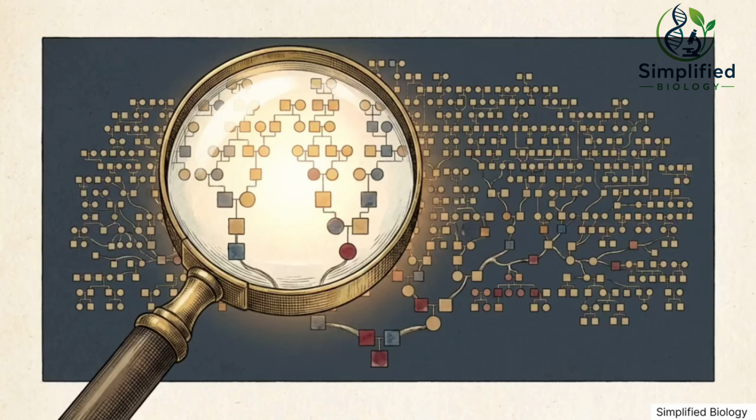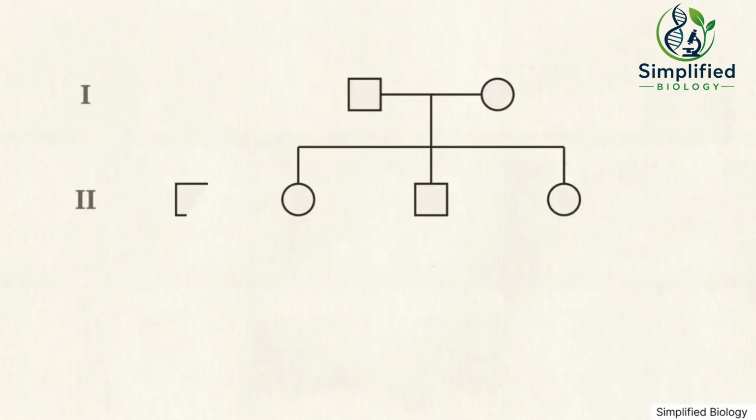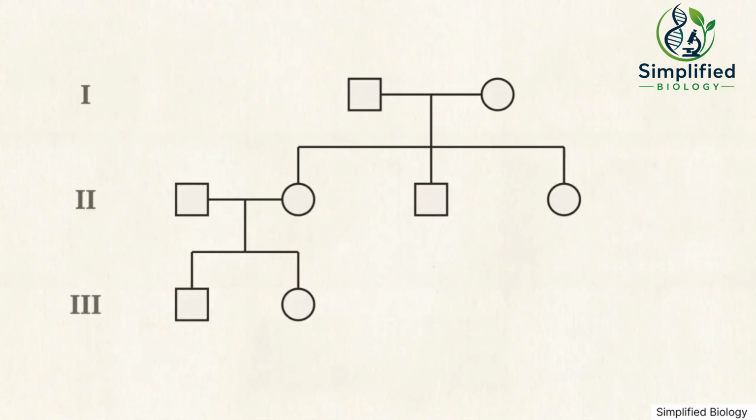The workaround they developed is called pedigree analysis. This graphic is a standard genetic pedigree. It uses squares for males and circles for females to map out trait inheritance across multiple generations. In human genetics, this map is the strongest tool to trace the hidden paths of specific diseases through a bloodline.